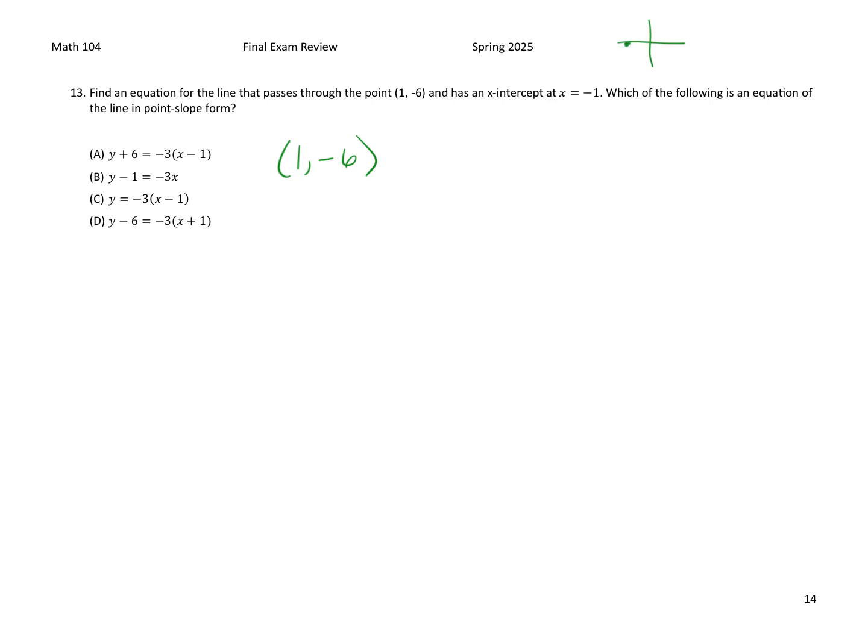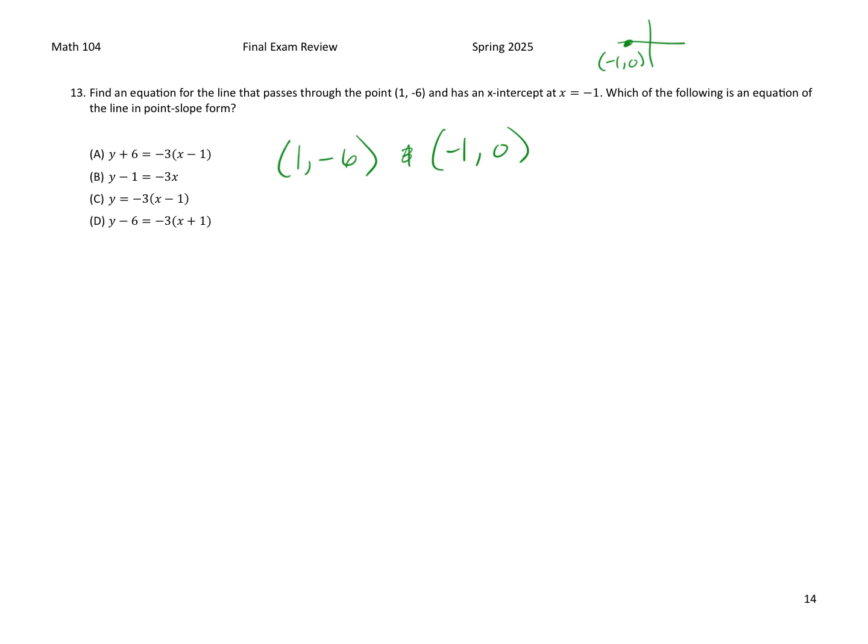So that means this point right here at x equals -1, which has coordinates (-1, 0), because it's on the x-axis, so the y coordinate has got to be 0. So I actually have 2 points, (1, -6) and (-1, 0).